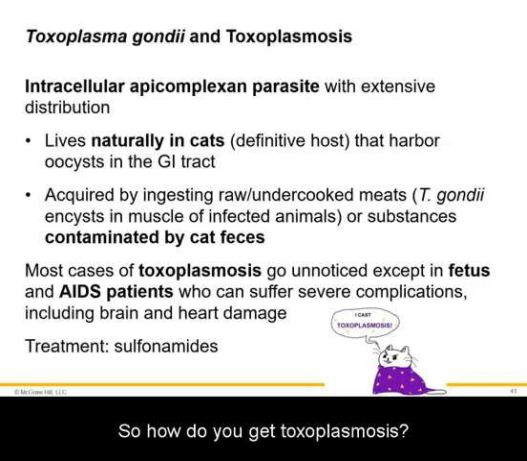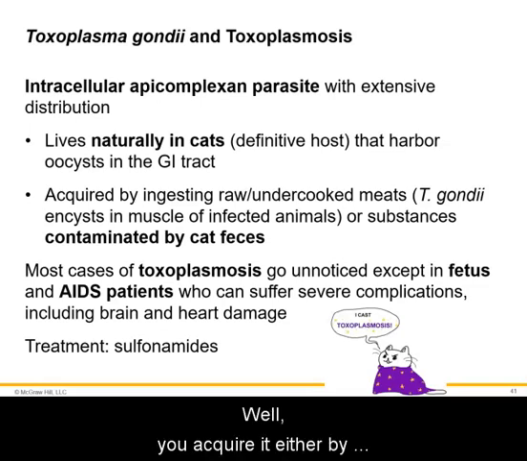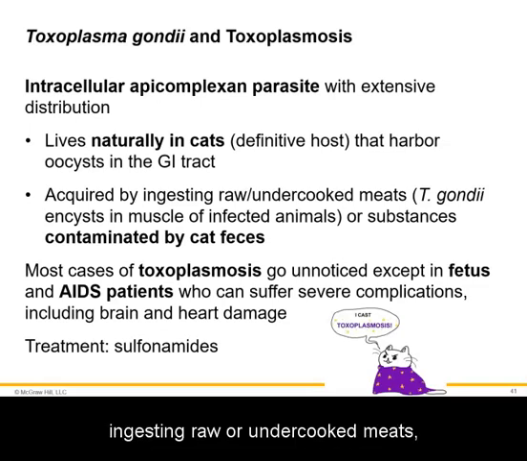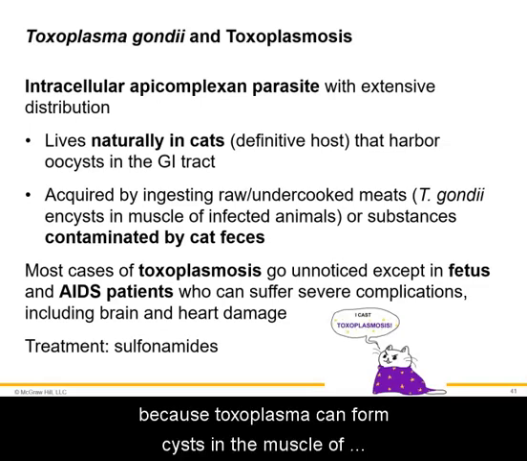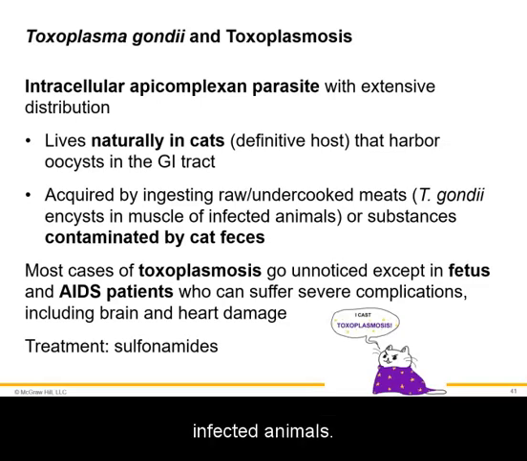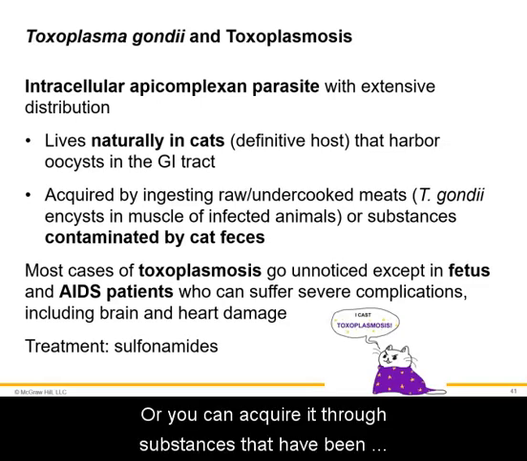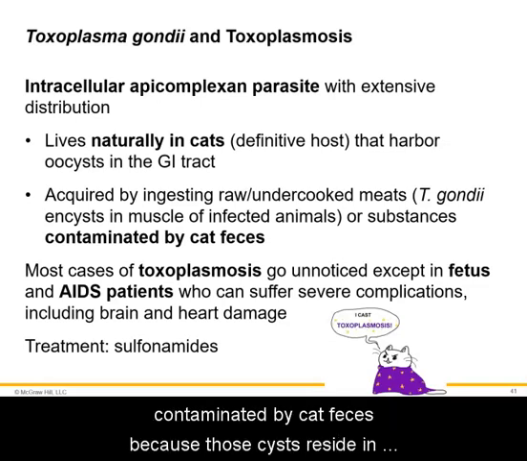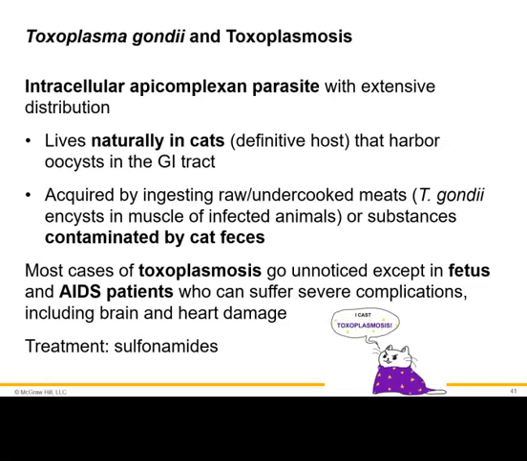So how do you get toxoplasmosis? Well, you acquire it either by ingesting raw or undercooked meats, because toxoplasma can form cysts in the muscle of infected animals, or you can acquire it through substances that have been contaminated by cat feces, because those cysts reside in the GI tract of cats.